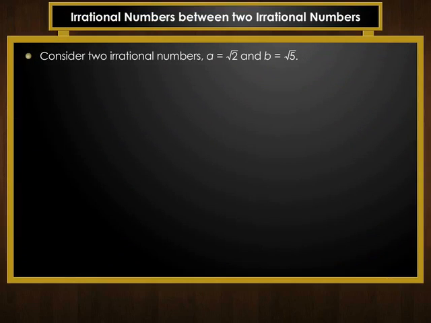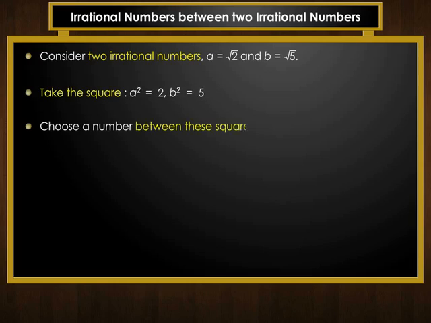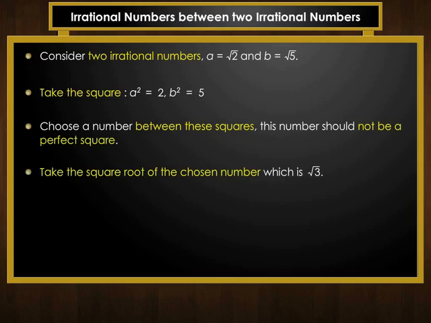Similar to previous example, you can also find irrational numbers between two given irrational numbers. Let us see how. Find square of the given irrational numbers. Choose a number between these squares. This number should not be a perfect square. Take the root of this number. Therefore, this is the required irrational number.